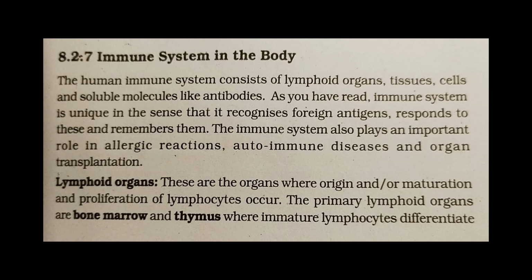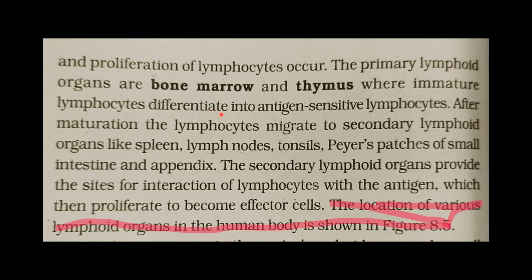The primary lymphoid organs are bone marrow and thymus, where immature lymphocytes differentiate into antigen-sensitive lymphocytes. After maturation, the lymphocytes migrate to secondary lymphoid organs like spleen, lymph nodes, tonsils, Peyer's patches of small intestine, and appendix. The secondary lymphoid organs provide the sites for interaction of lymphocytes with the antigen, which then proliferate to become effector cells. The location of various lymphoid organs in the human body is shown in figure 8.5.